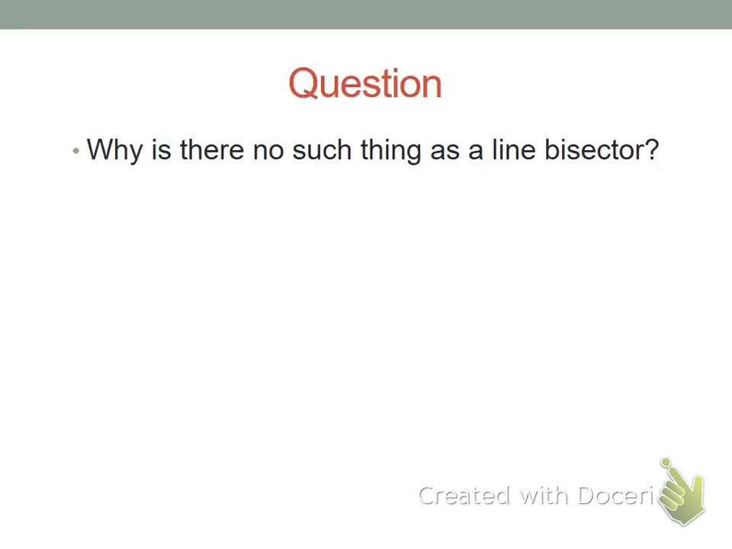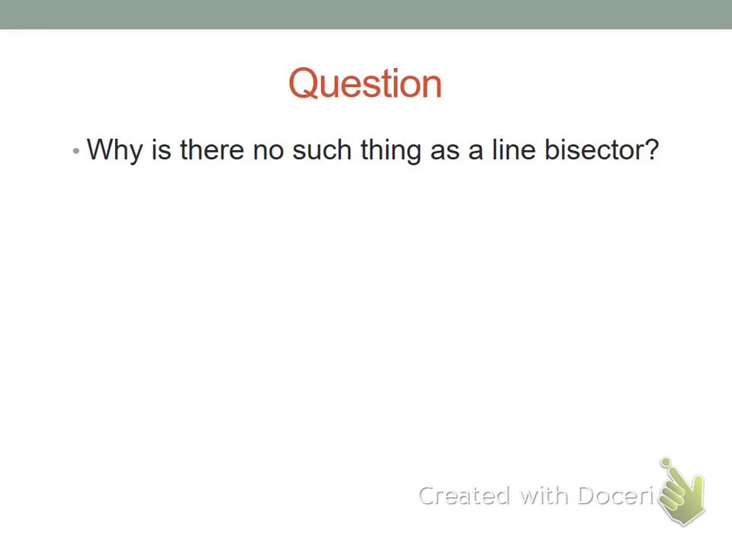Okay, up next we've got this question. I don't think it's necessarily in your notes. You can write it down. You do not have to, but we will talk about it. Why is there no such thing as a line bisector? Notice that we specifically talked about a segment bisector. So why is there not a line bisector?